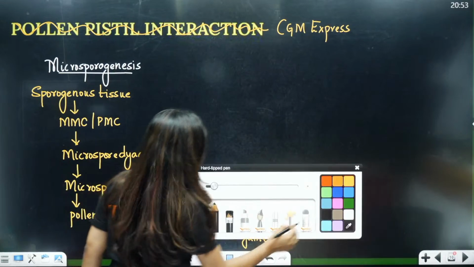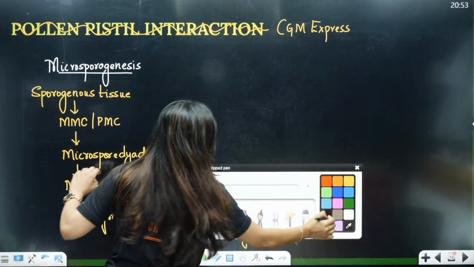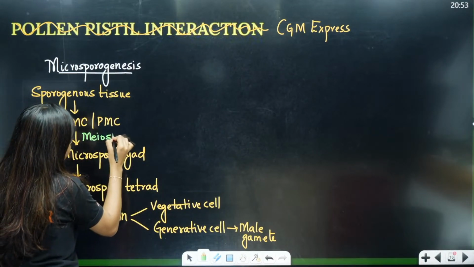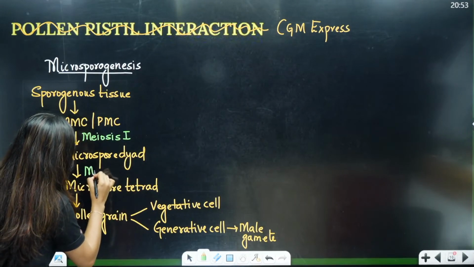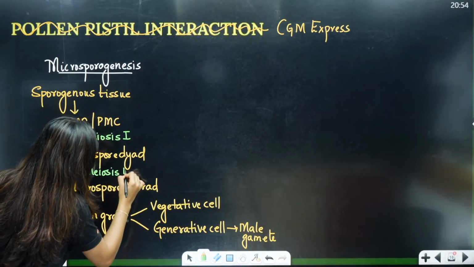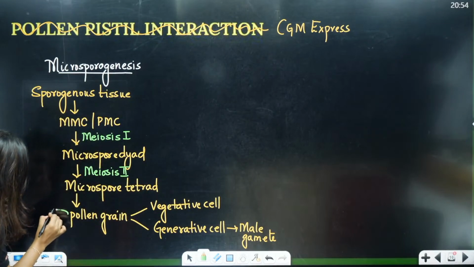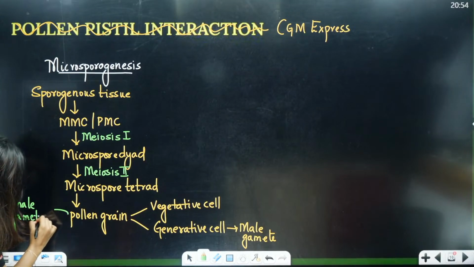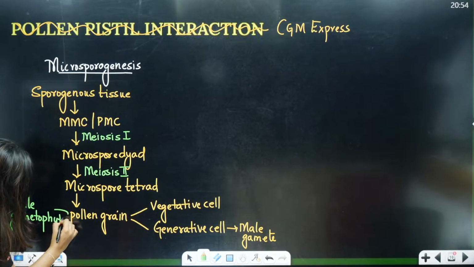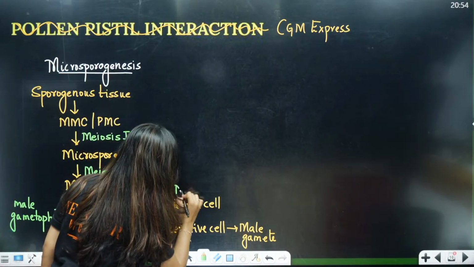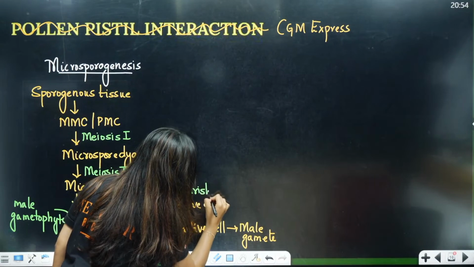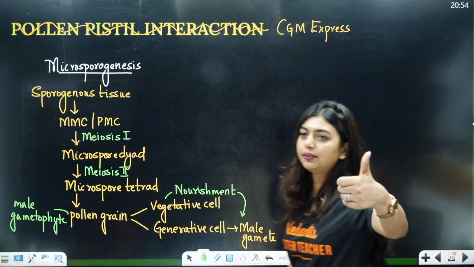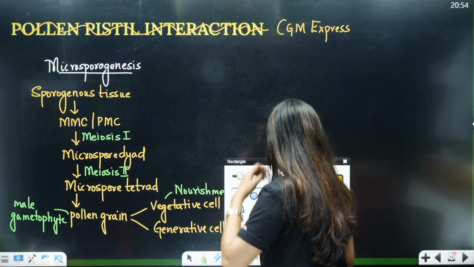Okay, male gamete. Now we will write some important parts here, like here your first meiosis 1, okay, meiosis 1, here your meiosis 2, okay, meiosis 2, and this is the male gametophyte. This is the nourishment, okay, going to provide the nourishment for whom? For the generative cell. Done, clear? This is your microsporogenesis, okay?